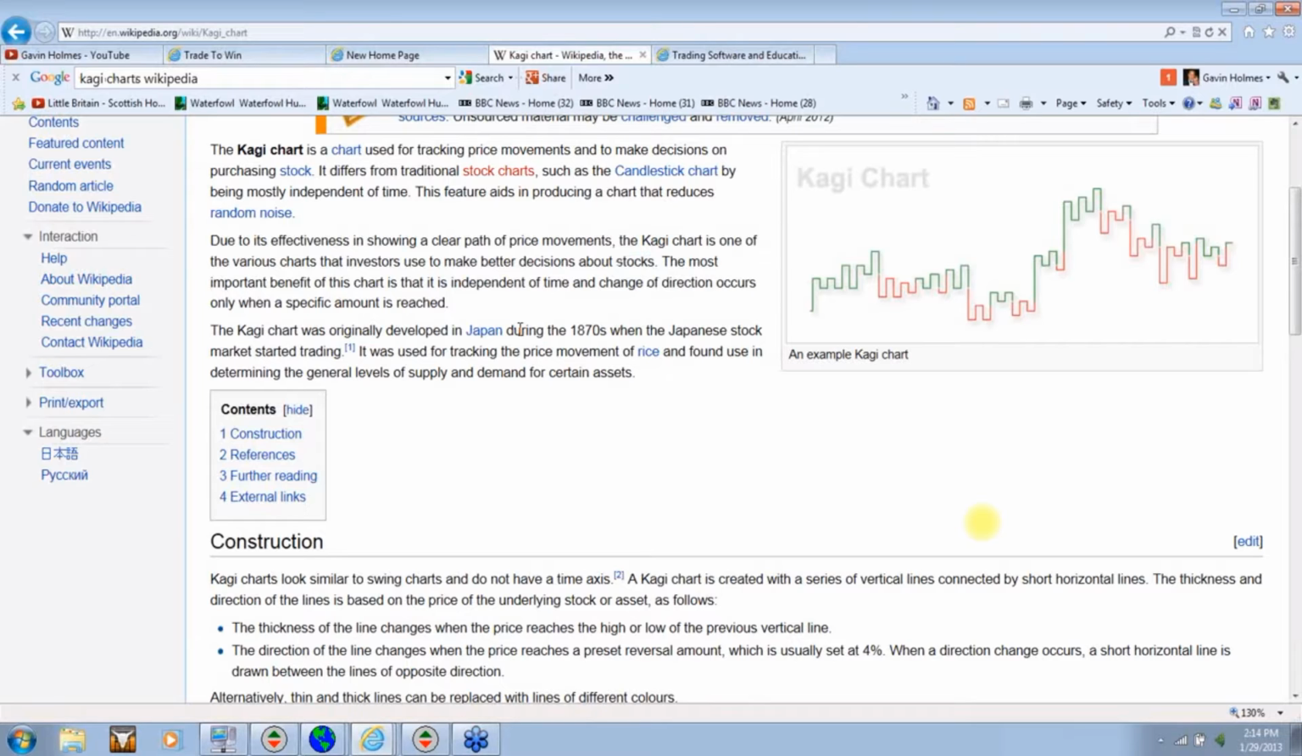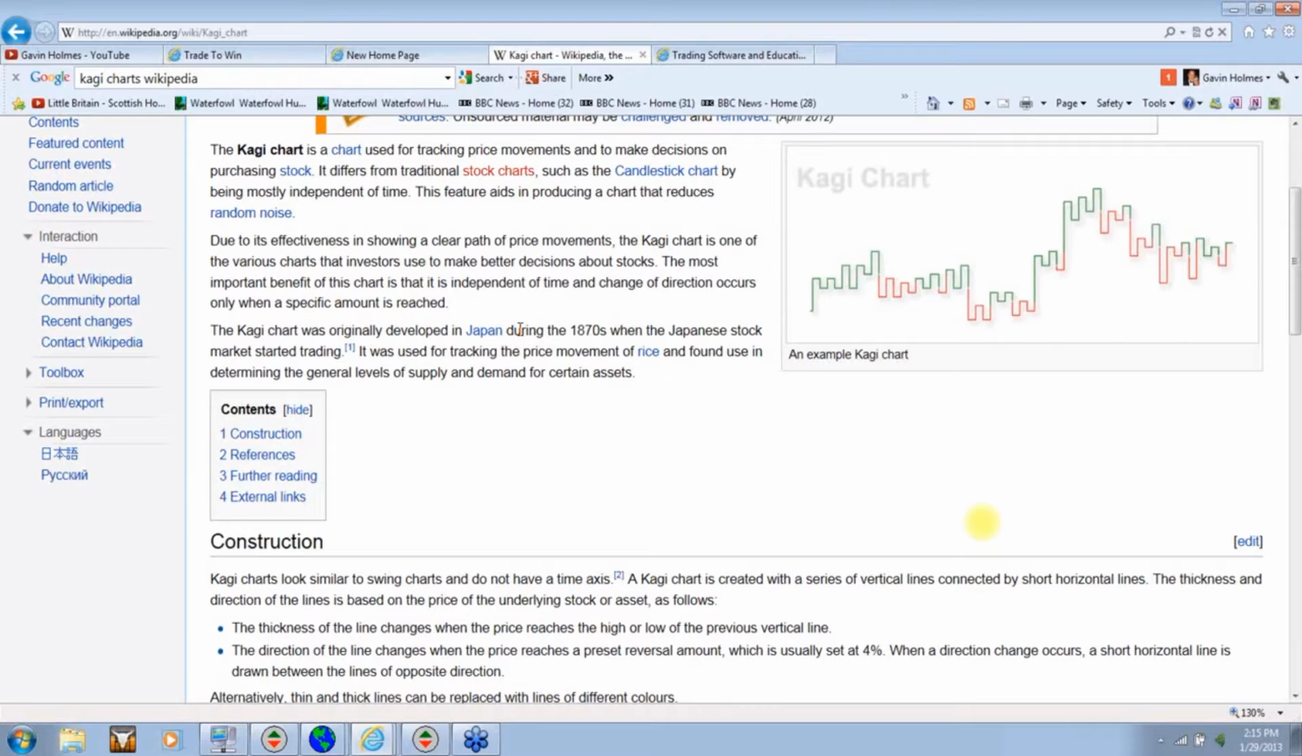The Kagi chart was originally developed in Japan during the 1870s when the Japanese stock market started trading. It was used for tracking the price movement of rice and found use in determining the general levels of supply and demand for certain assets. Now, that is what TradeGuider as a business is all about: measuring supply and demand and the imbalances of supply and demand.